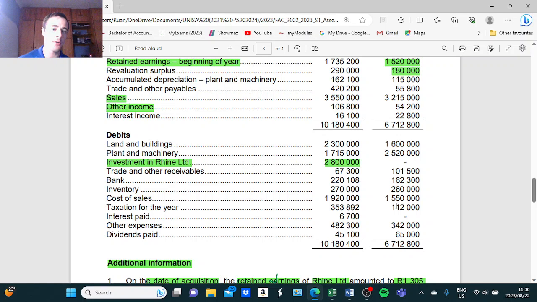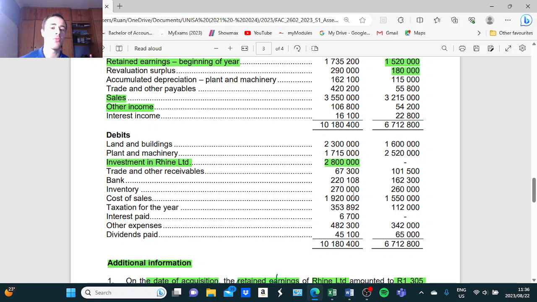It is because the profit has not been realized outside the group as yet. The profit was made intra-group and has not been realized outside the group. Because of this, we need to eliminate it for consolidation purposes. So the closing inventory balance for Green Limited is 270,000.